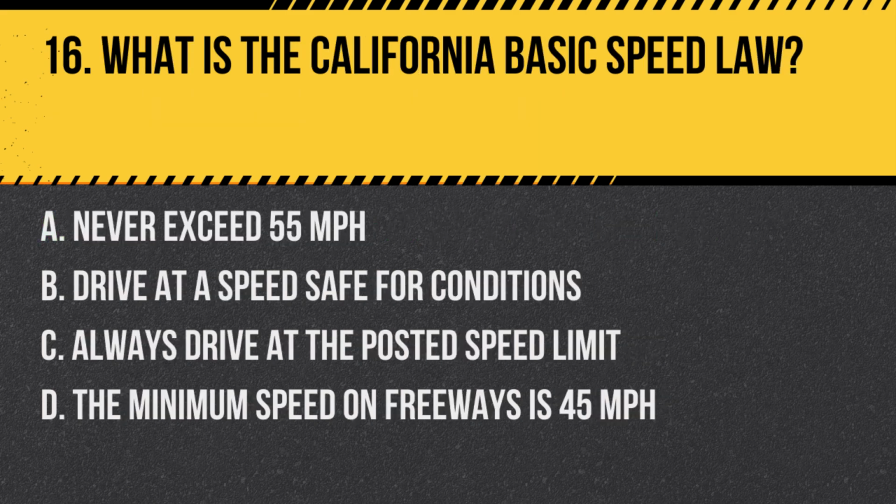Question 16. What is the California basic speed law? A. Never exceed 55 miles per hour. B. Drive at a speed safe for conditions. C. Always drive at the posted speed limit. D. The minimum speed on freeways is 45 miles per hour. Answer. B. Drive at a speed safe for conditions. The basic speed law states you must never drive faster than is safe for current conditions.